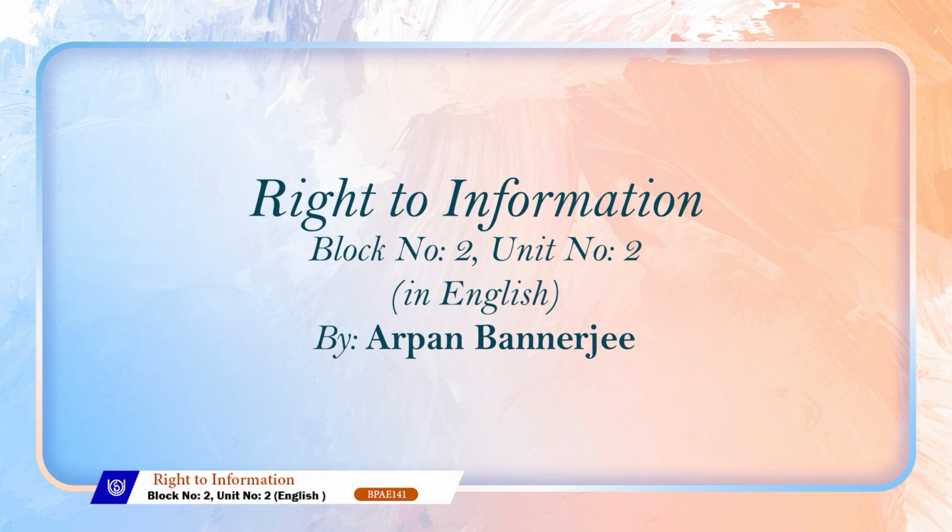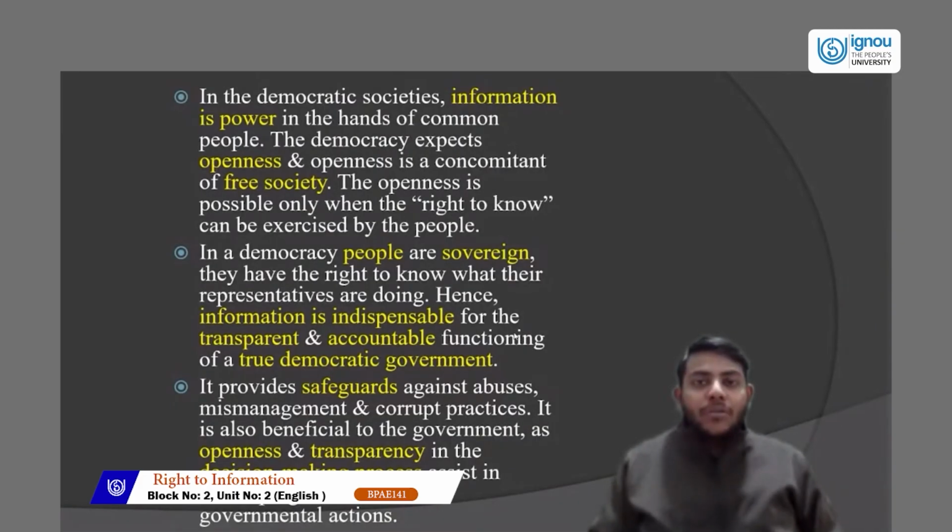And in democratic societies like ours, information is considered power. And democracy expects openness, and openness is a concomitant of free society. So we cannot have a free society without openness, and we cannot have democracy without openness. So openness is possible only when the right to know can be exercised by the people. So without the right to know, openness is not possible in a democracy.